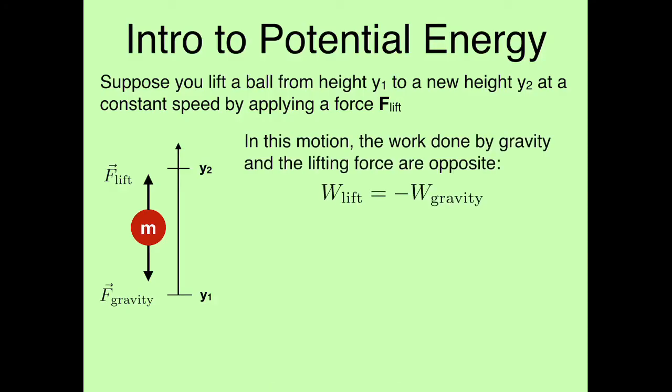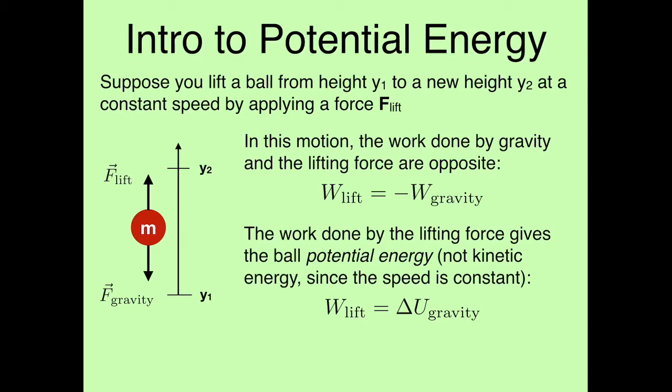Okay, so what we just found is that during this motion of lifting the ball upwards, the work done by gravity and the work done by this lifting force are opposite one another. So in equation form, that says W lift is equal to minus W gravity. Another thing we can say about W lift, the work done by this lifting force, is that it gives the ball some energy. Remember, that's sort of the conceptual definition of work in the first place, is when you do work on an object, you're transferring energy to it in some way.